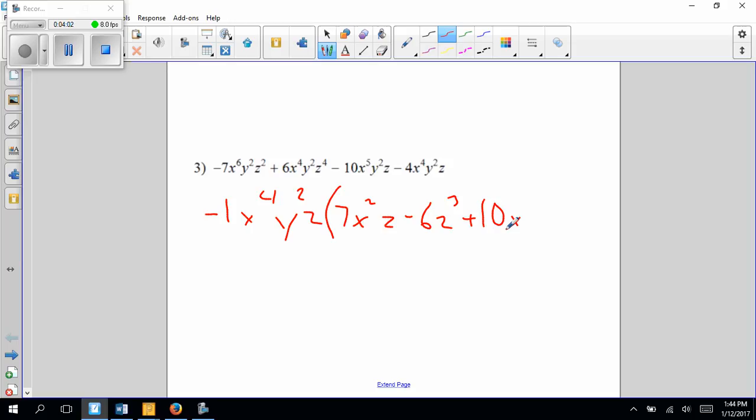And for my final one, it's a negative 4, so I need to multiply by positive 4. I might have enough room. There's an x to the fourth, a y squared, and a z, so that's all I need. So my final factored answer would be that right there.